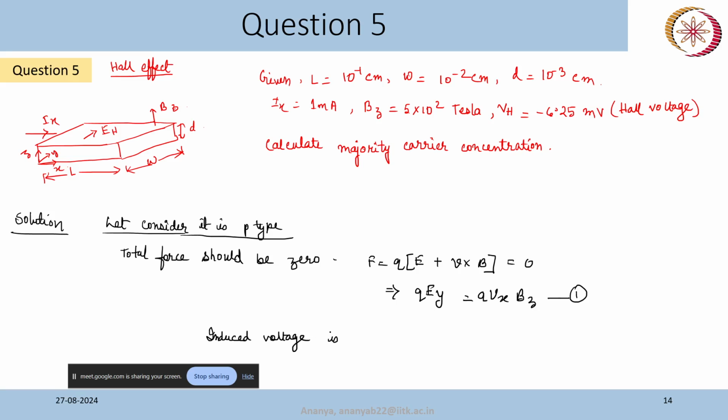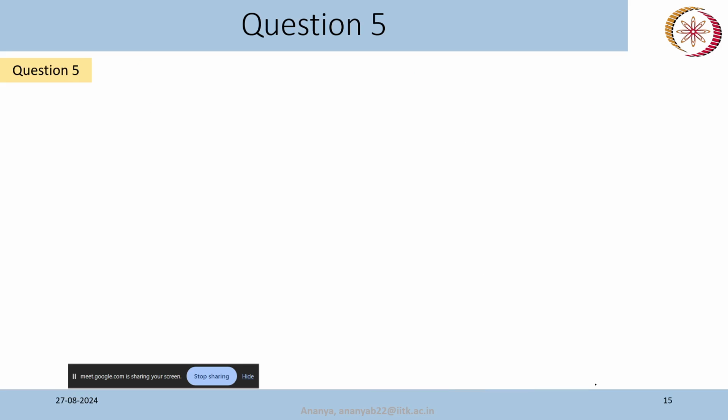And the induced voltage is the Hall voltage. The Hall voltage, for this configuration, is EH into W. So this is the electric field due to the Hall effect. This is our equation 2. So this is equal to Vx. Using equations 1 and 2, you can get Vx Bz W from 1. Right? I hope it is clear.